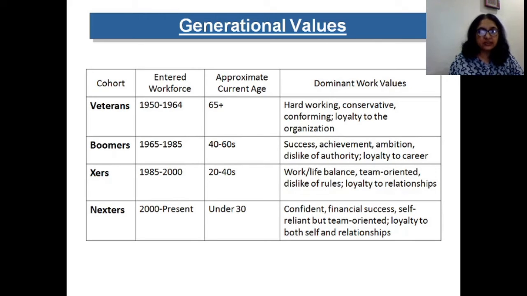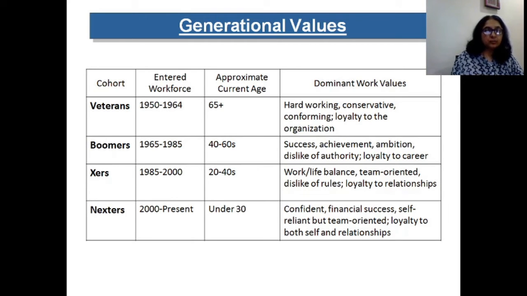So first, as we see, the first generation, veterans. These people entered the workforce in the 50s and mid 60s, and the group was characterized as being loyal to the organization, hardworking, more conservative in their ways and working styles, and conforming to the rules and regulations.